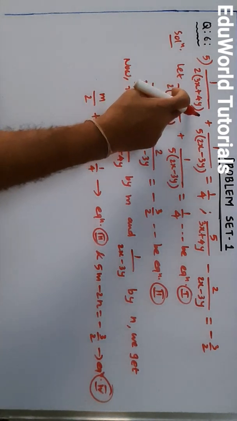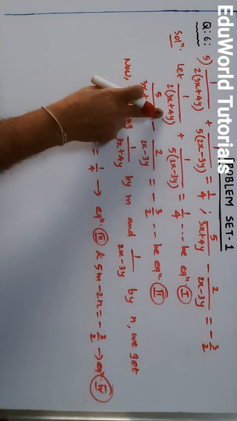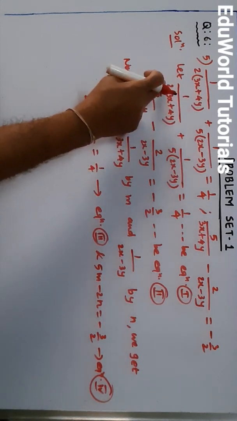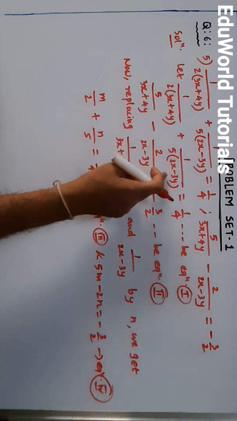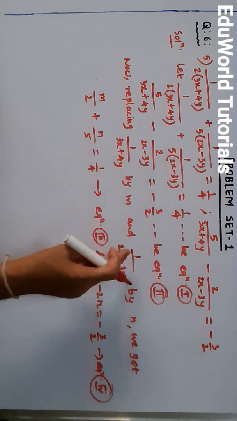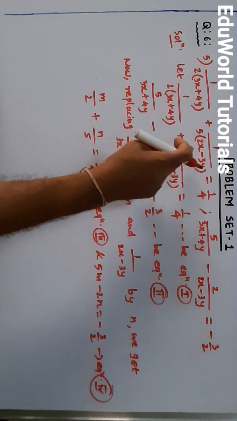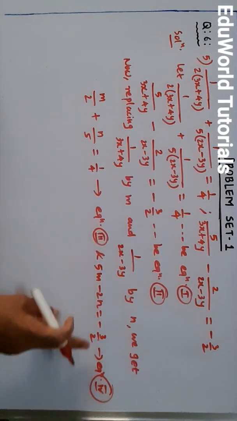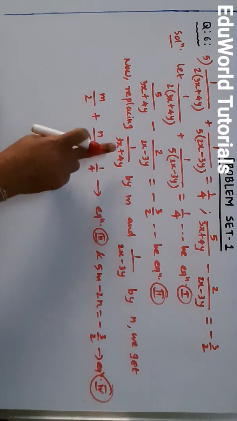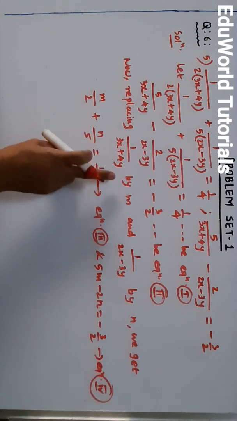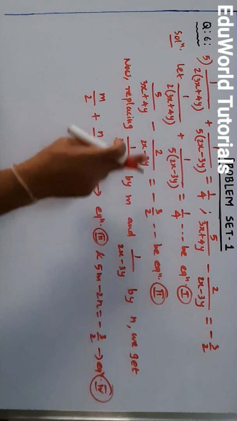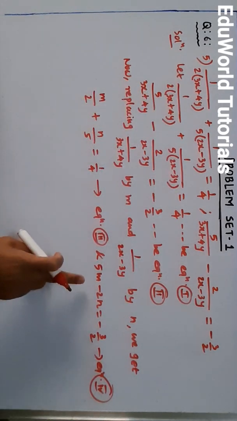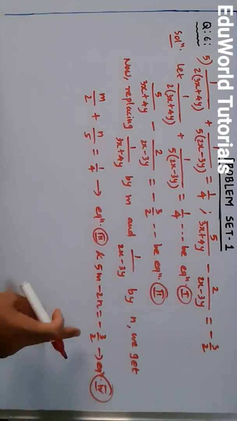Why? Because 1 upon 2 times 3x plus 4y, and 1 upon 3x plus 4y is m, so m upon 2 plus 1 upon 5 times 2x minus 3y. But we know that 1 upon 2x minus 3y is n, so n upon 5 is equal to 1 upon 4. That is why we get this equation. And in the second equation, when we replace 1 upon 3x plus 4y by m and 1 upon 2x minus 3y by n, 5 into 1 upon 3x plus 4y becomes m, so it is 5m minus 2n equal to minus 3 by 2.